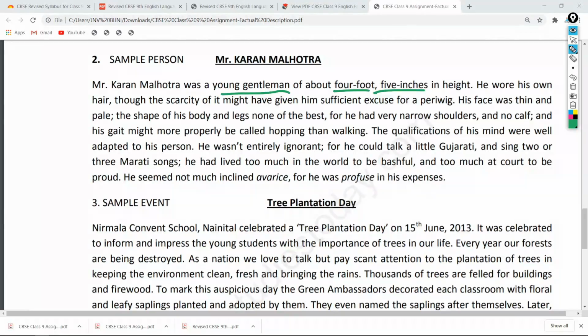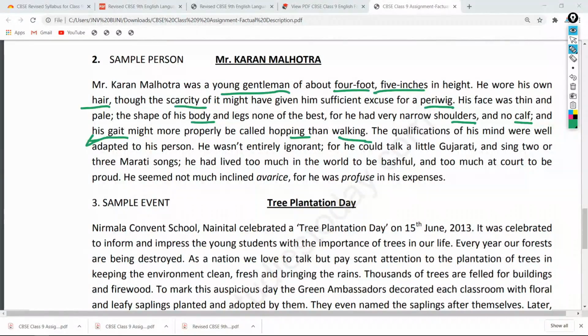He wore his own hair, though the scarcity of it might have given him sufficient excuse for a periwig. His face was thin and pale, the shape of his body and legs none of the best, for he had very narrow shoulders and no curve, and his gait might more properly be called hopping than walking.